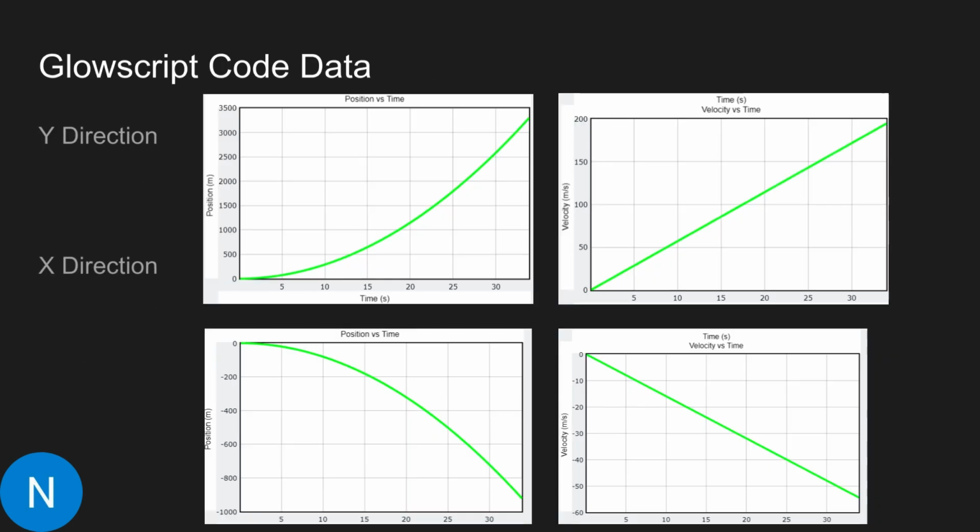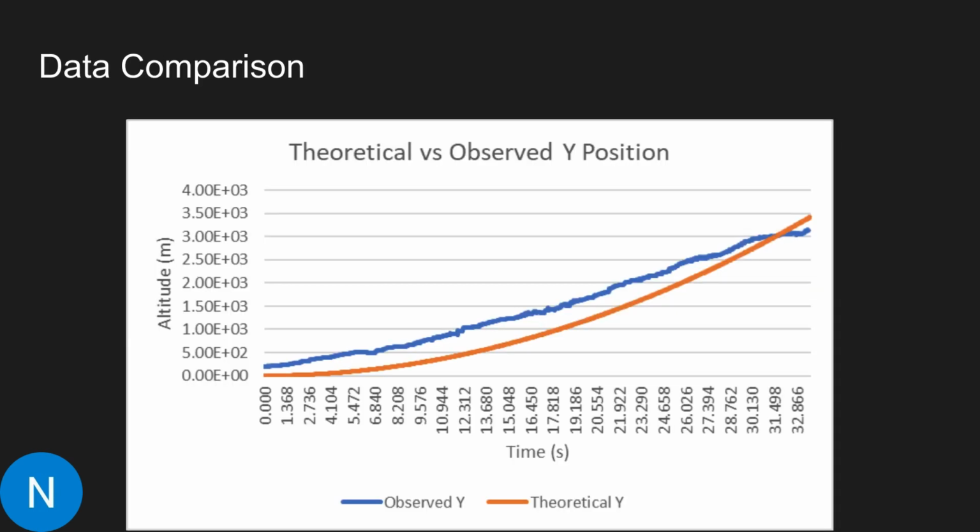Here is the Y direction on the top, the position and velocity graph, and on the bottom is the X direction, position and velocity graph. Pretty straightforward. As for data comparison for the Y position, you can see that the theoretical is increasing at an increasing rate, while the observed is more linear. That is likely because of air resistance rising.